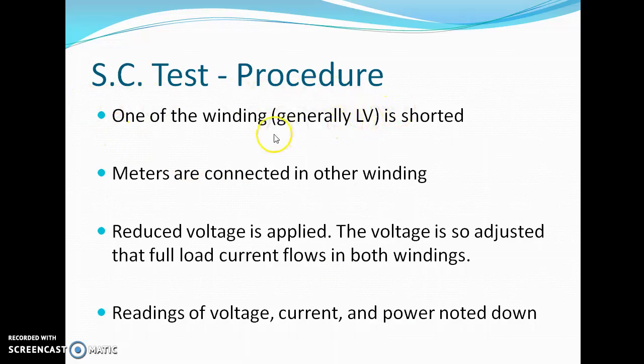Second test is the short circuit test or SC test. The procedure is like this. One of the windings, generally the low voltage winding, is short circuited and the meters are connected on the other side. Reduced voltage is applied in this test because if the full voltage is applied, the transformer can get burned. So the applied voltage is adjusted such that the full load current flows in both windings. It can be up to 10% to 15 or rather 20% of the rated voltage. And then readings of voltage, current and power are noted down.